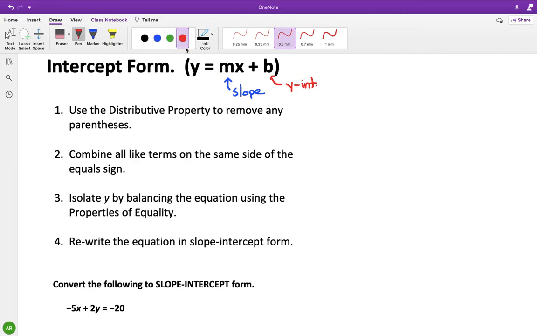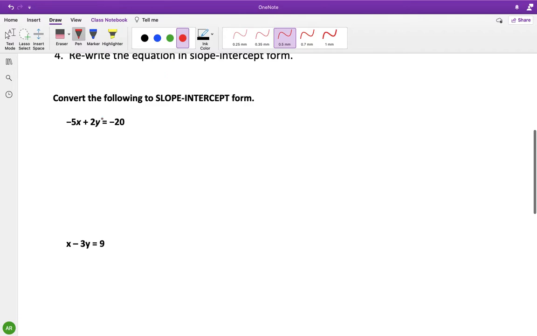All right. Okay, our first example is we have negative 5x plus 2y equals negative 20. Now this equation is in what we call standard form. Standard form is when you have the x and the y on one side of the equal sign and a constant on the opposite side. Okay, so I want to get this y by itself. So the first thing I'm going to do is add 5x to both sides. Okay, so far so good.